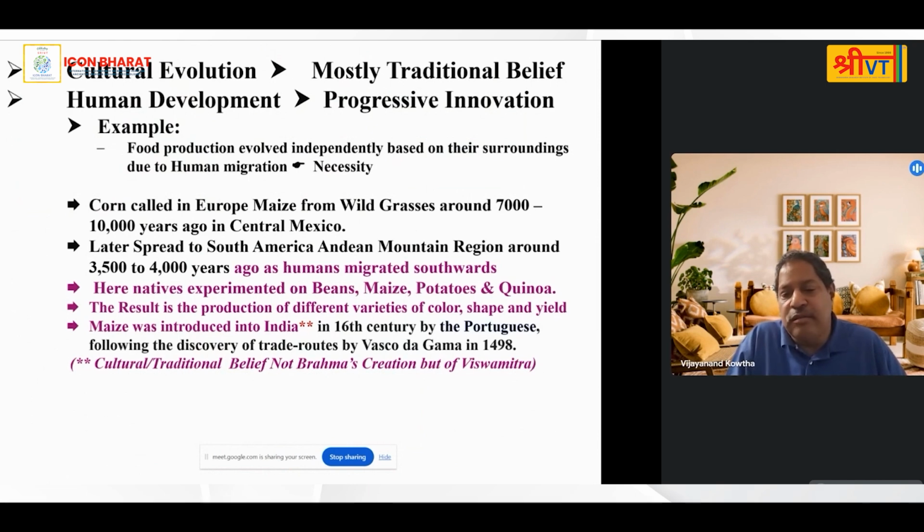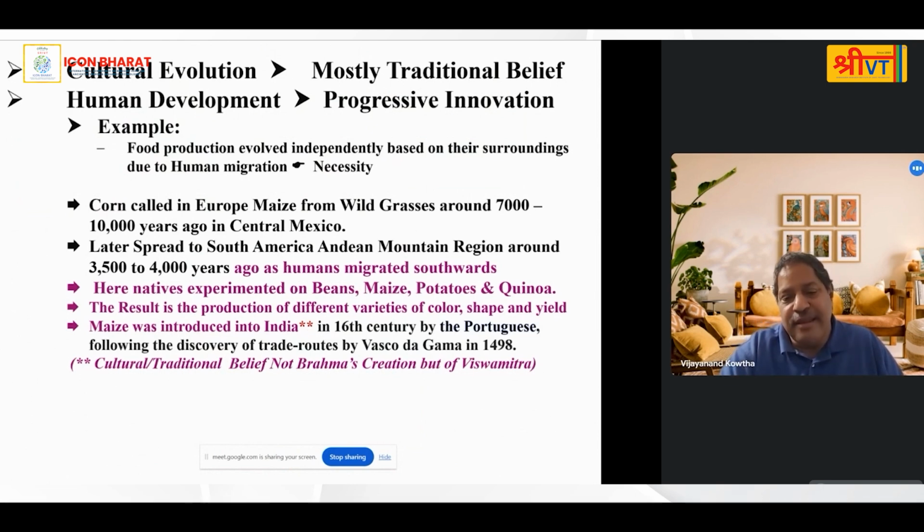Of course, as we know, maize was not unique to India. It was introduced in the 16th century by the Portuguese, following the trade routes that Vasco da Gama took, through the Arabs, who came to the south of India. So maize was introduced in the southern hinterlands. But again, these are cultural, traditional beliefs, not Brahma's creation, but what of Vishwamitra, again, looking down on Agastya being in the south, how they learned about the practices there.